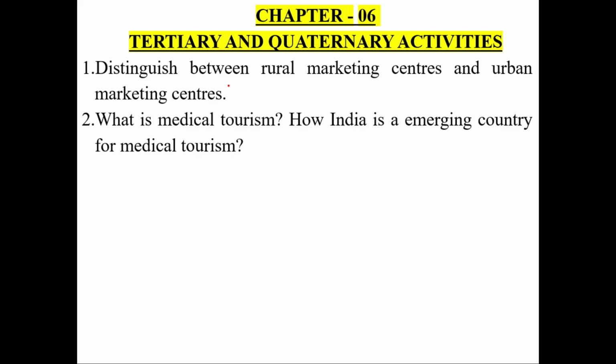Then the tertiary and quaternary activity. Here some questions are important, like rural marketing and urban marketing. This is very simple. You just remember it like this: if your hometown is a rural area, try to understand which kind of activity you see in the rural market. Or if you live in an urban area, try to understand what kind of activity or process is going on in the urban market, and compare it with the rural market. Then you can easily write this.